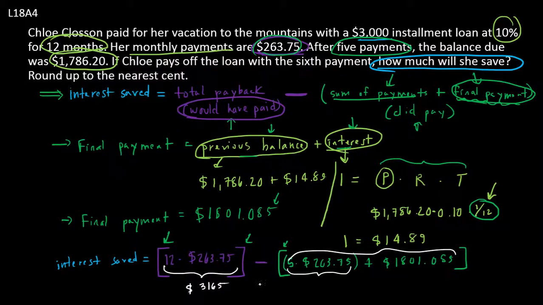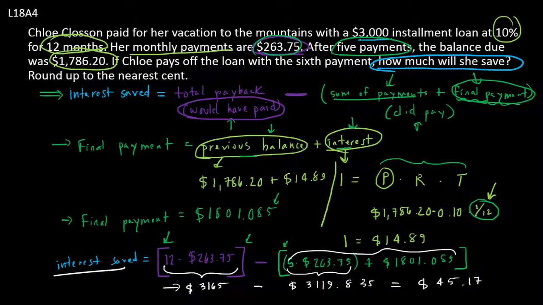And that would give us $3,019.835. Then you would subtract these two figures, and your final answer would be $45.17. So the total interest saved was $45.17.